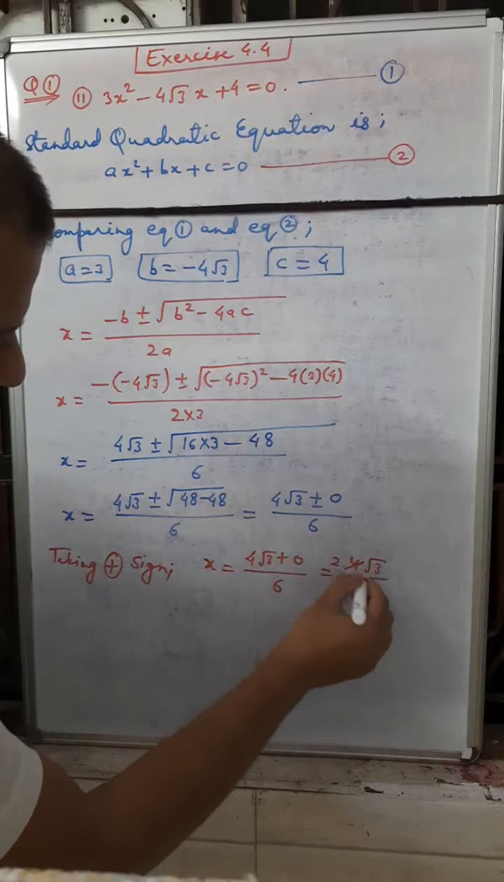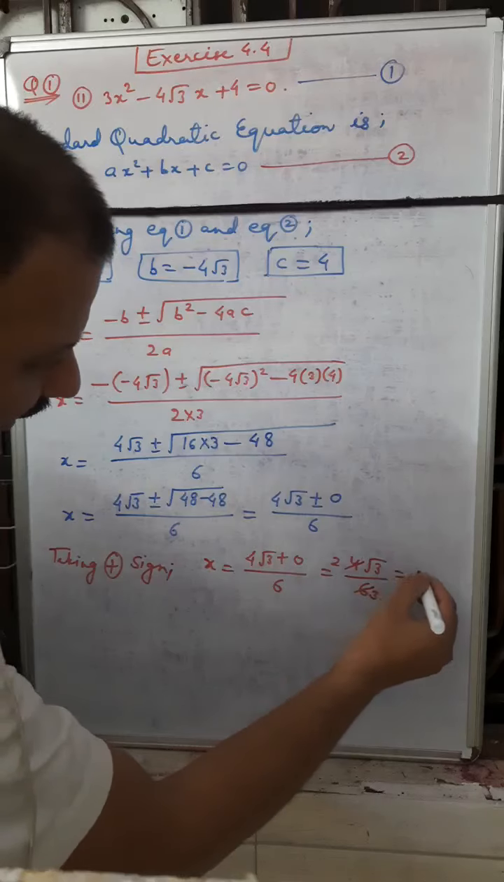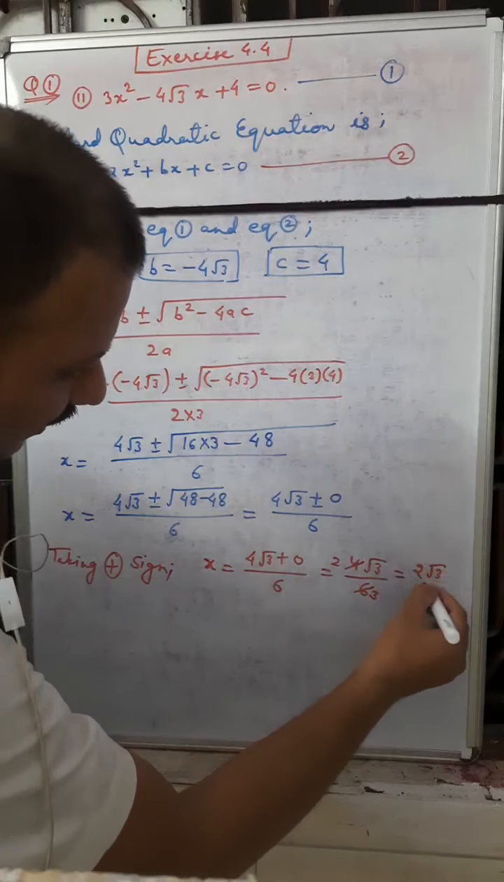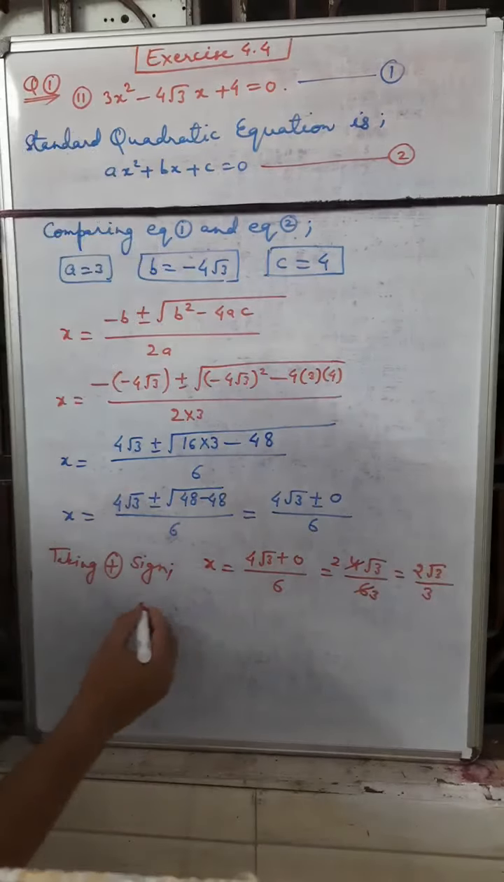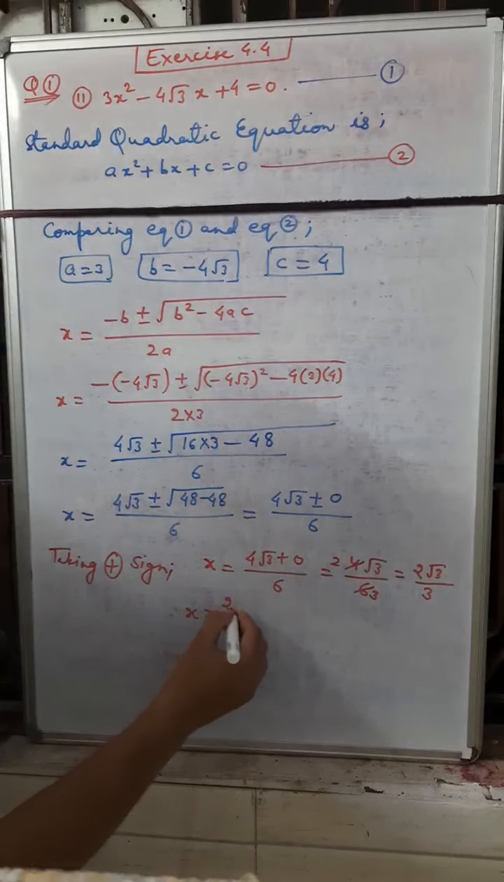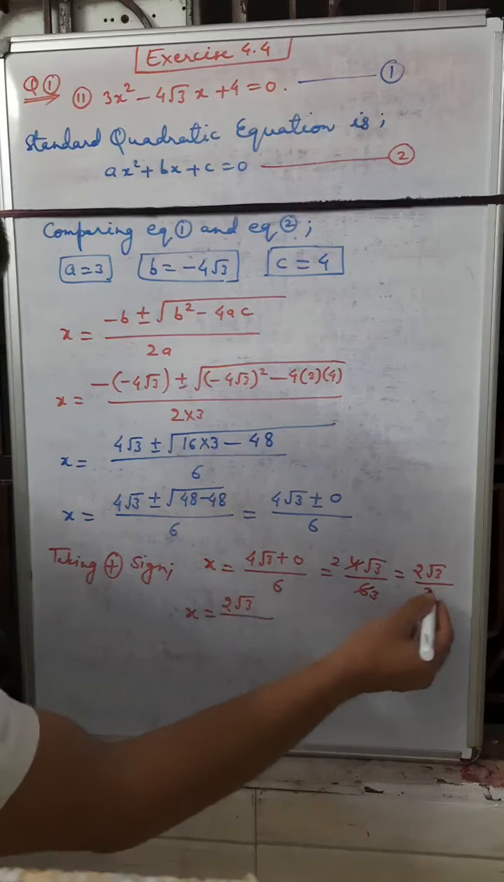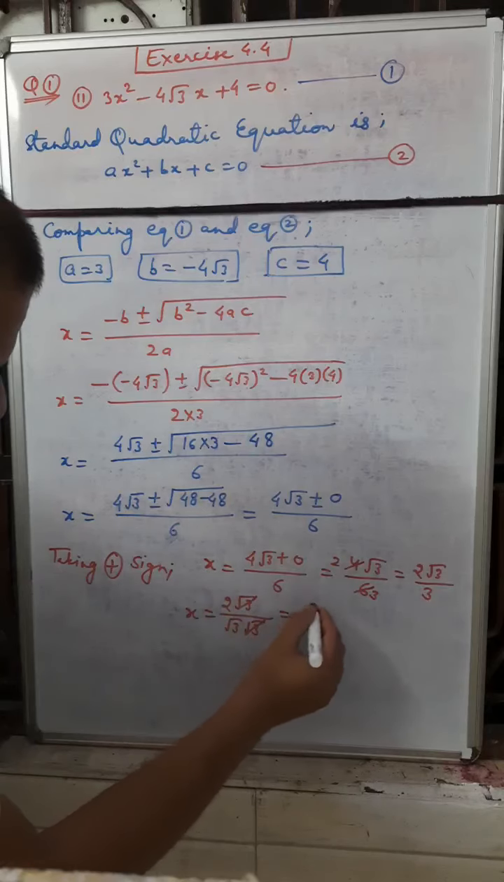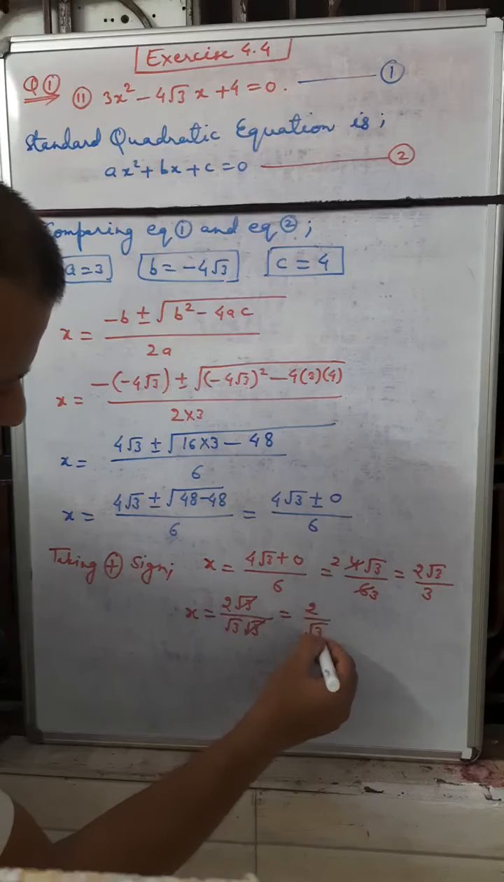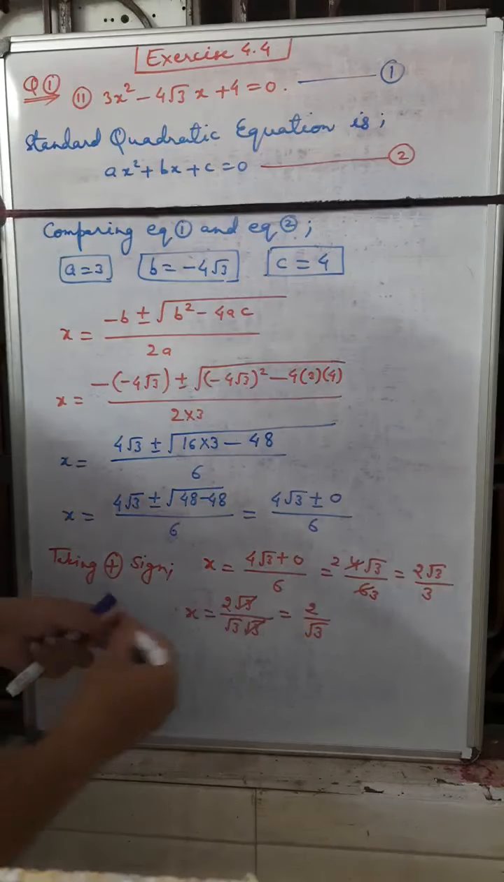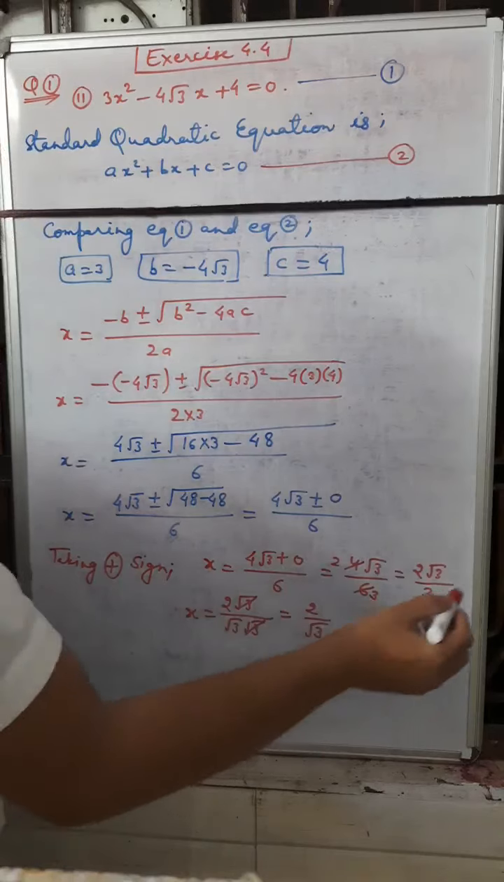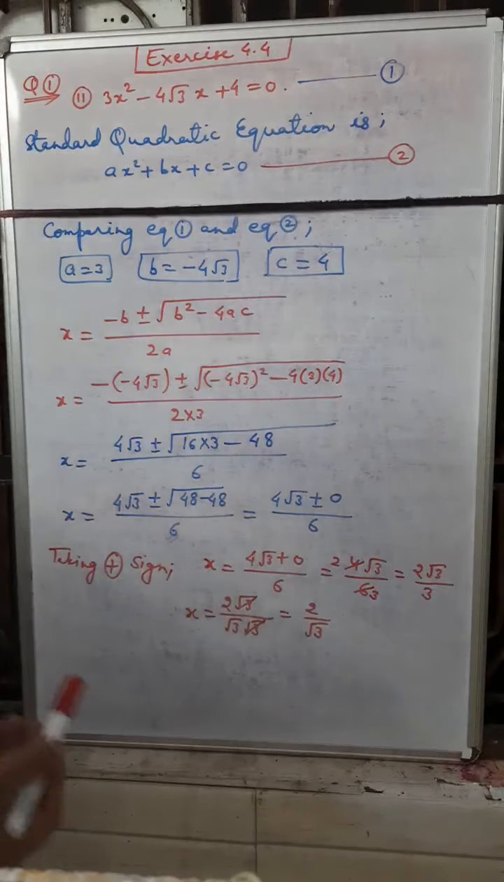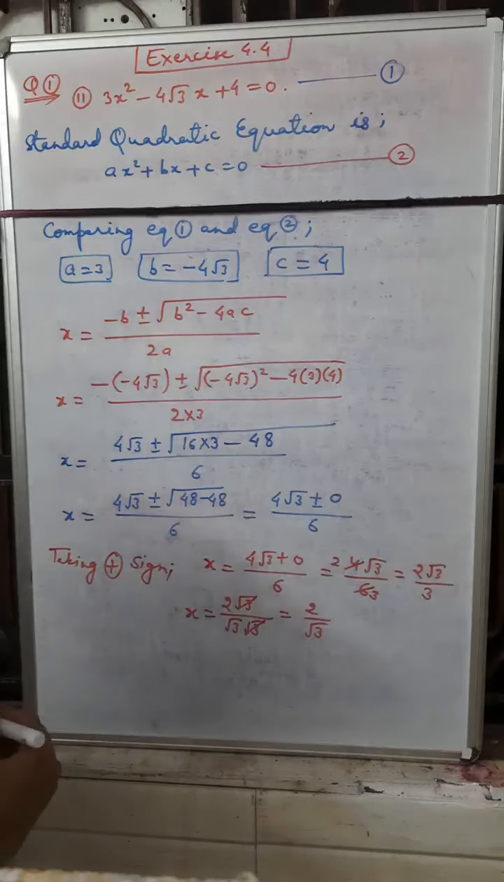So 2 twos are 4, 2 threes are 6, so we get 2√3 / 3. We can convert the 3 into √3 times √3, so √3 cancels and we get the answer 2/√3. Either form may be the answer, both are correct. Whichever one you have, you can check it in your answer sheet.